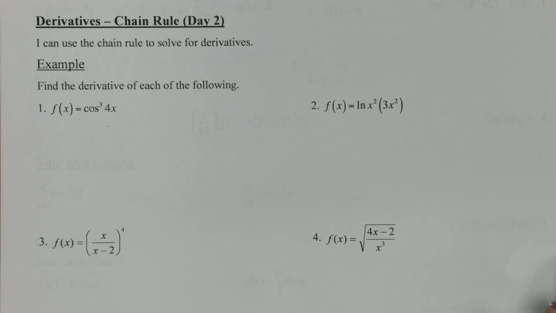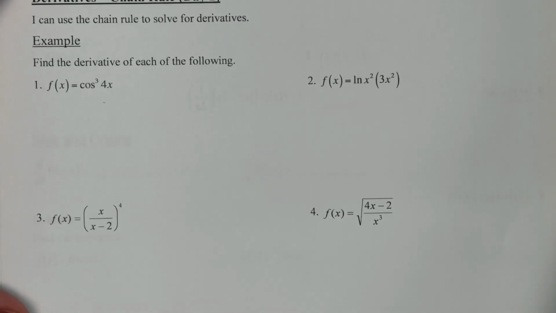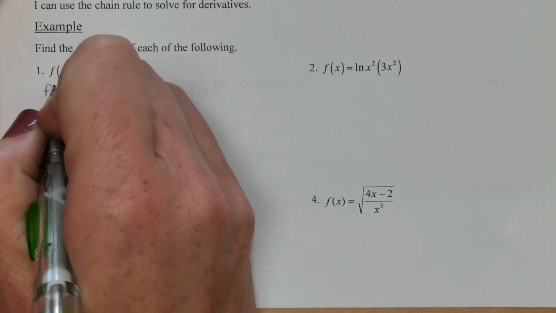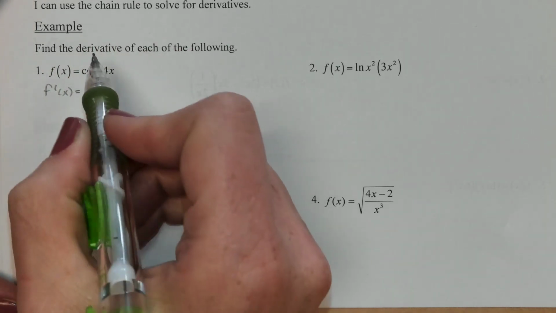Alright, this is chain rule day 2, and we're just going to keep going with some more examples of the same rule we were doing yesterday, so nothing really new, just doing a few more practice items. So remember, we want to use our correct notation. F prime is what tells everybody that we're doing the derivative.